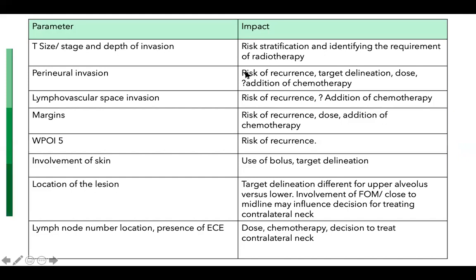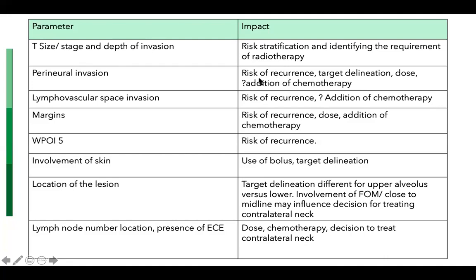Perineural invasion determines the risk of recurrence, but also may impact our target delineation. It may impact our dose. At least personally, I treat all patients with perineural invasion to 66 Gray. It may decide the addition of chemotherapy, and I'll touch upon that slightly later. In fact, let me touch upon it right now.